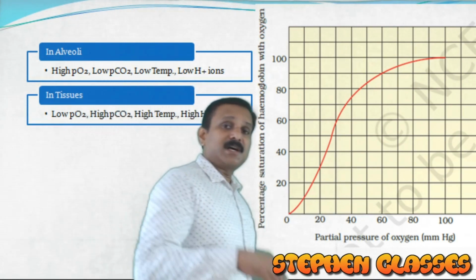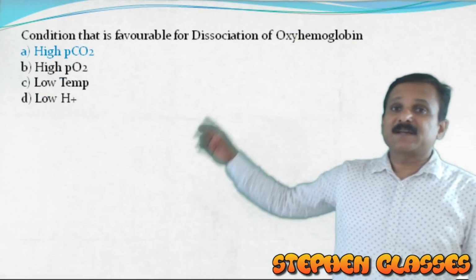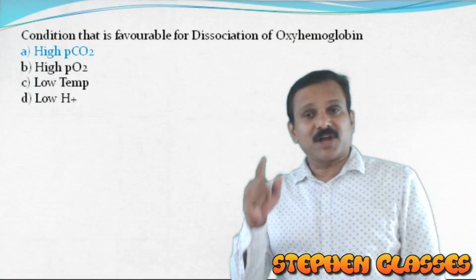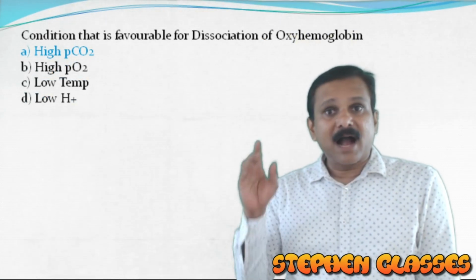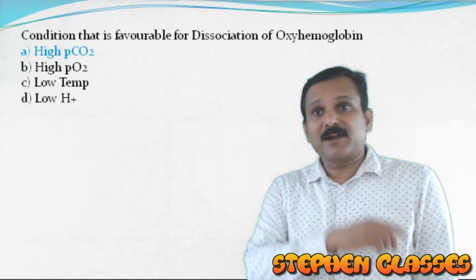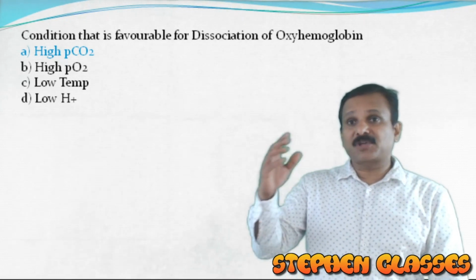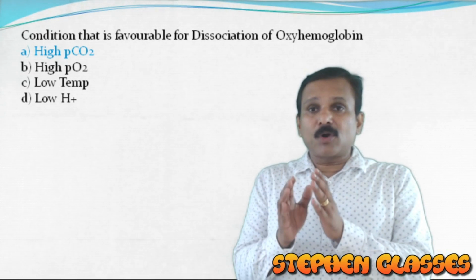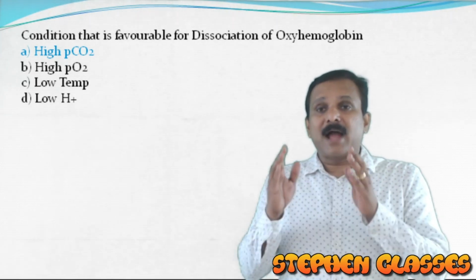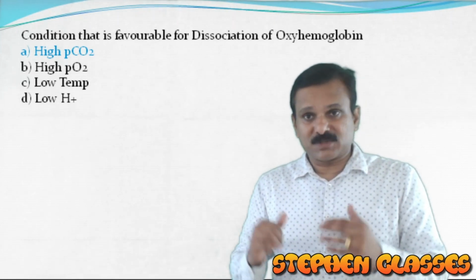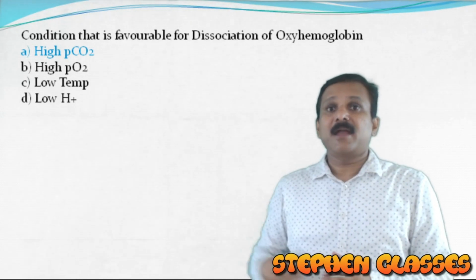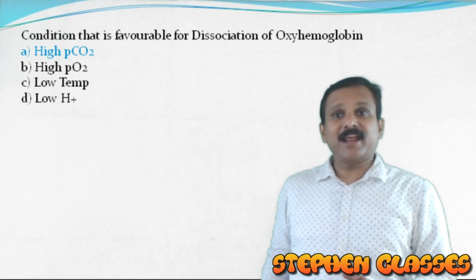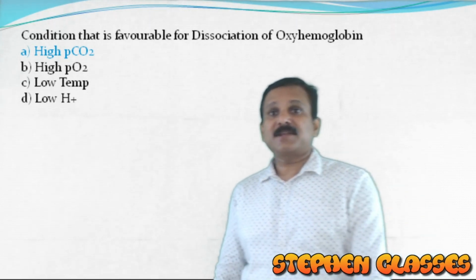Now we move on to the question. Our answer will be option A. The condition that is favorable for dissociation of oxyhemoglobin will be high partial pressure of carbon dioxide. So when there is a high concentration of carbon dioxide, oxyhemoglobin will dissociate and release oxygen in tissues. So our answer is option A. What about options B, C, D? Those are applicable for the alveoli region. You got it? Now we move to the next question.